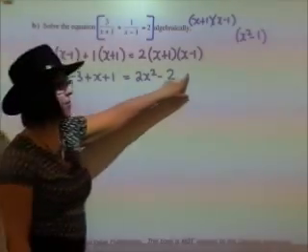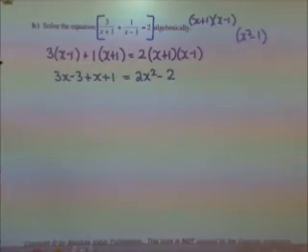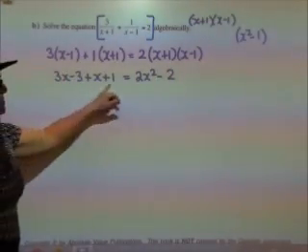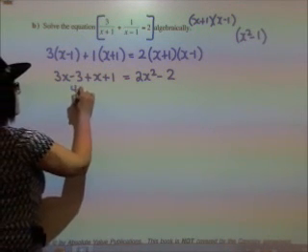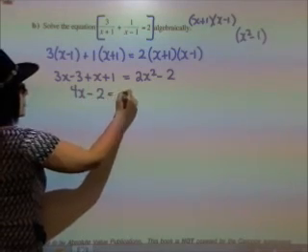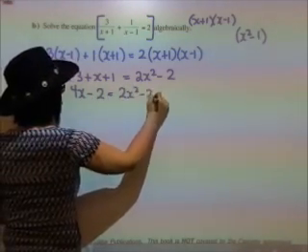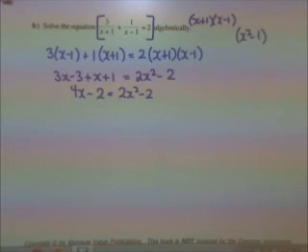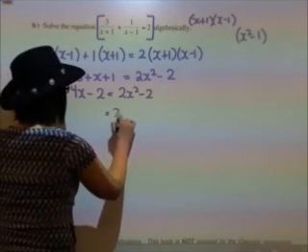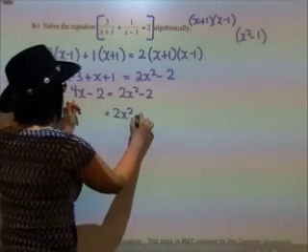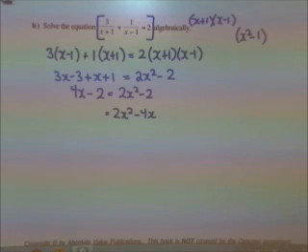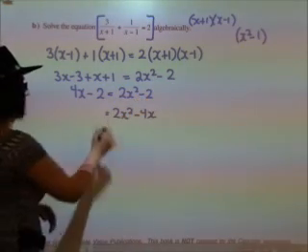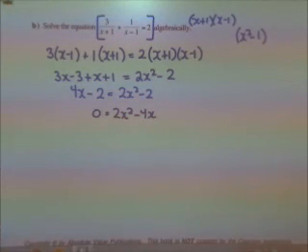So we're going to move everything over to the other side. Before we do that, let's just simplify this side. So how many x's would I have? So 4x minus 2 equals 2x squared minus 2. If I move the 4x over, it will become negative. If I move the negative 2 over, it will become positive, which means it'll cancel out this negative 2. So now I'm at this step.